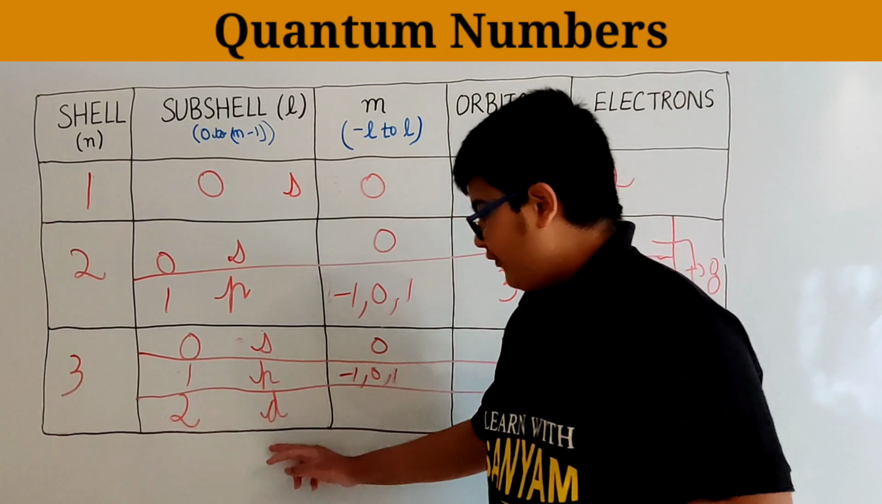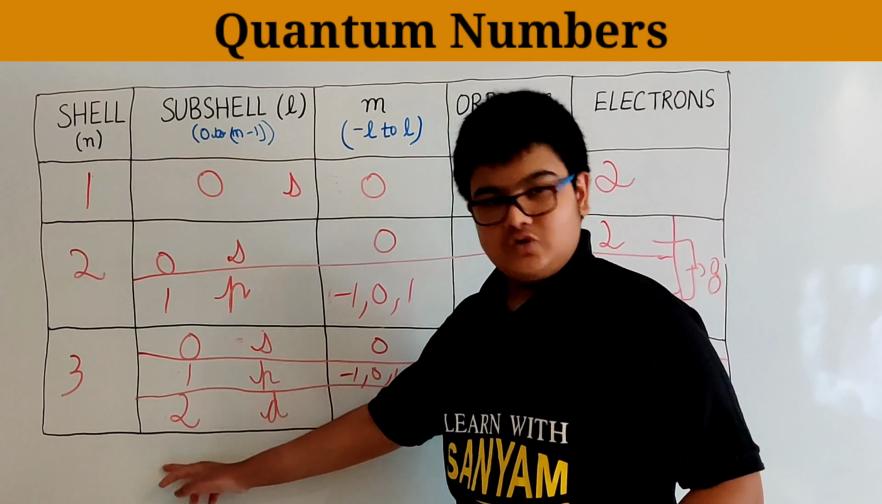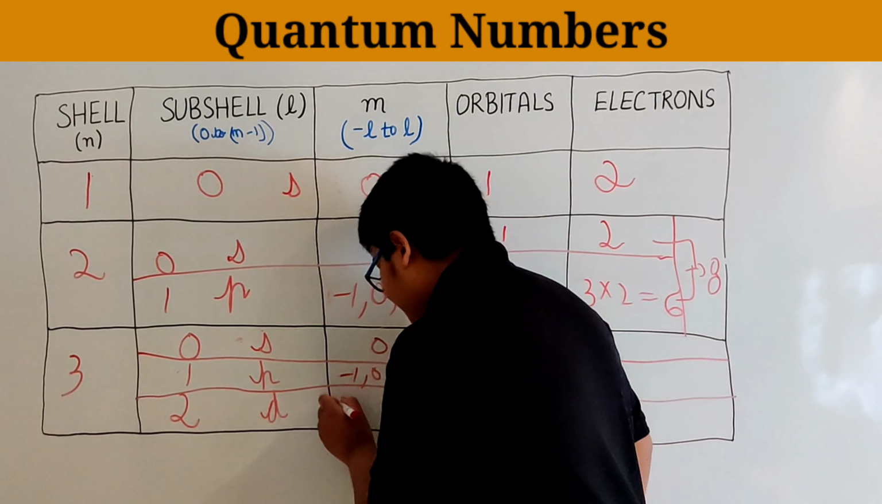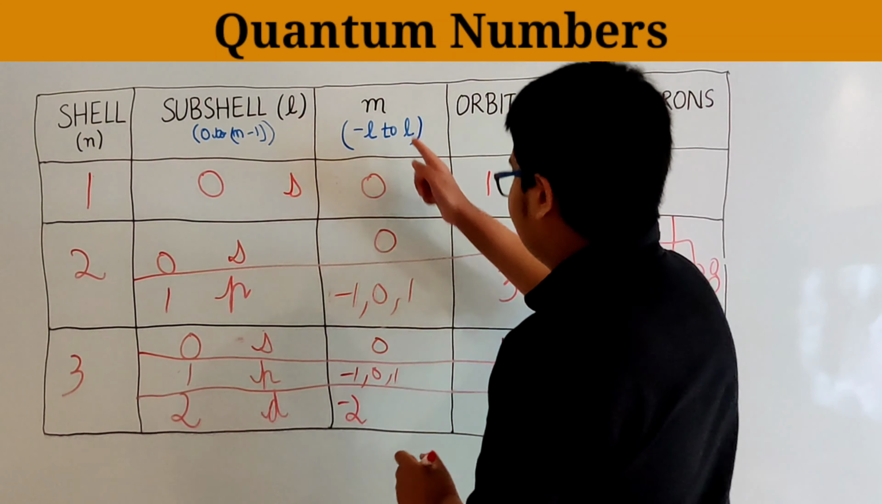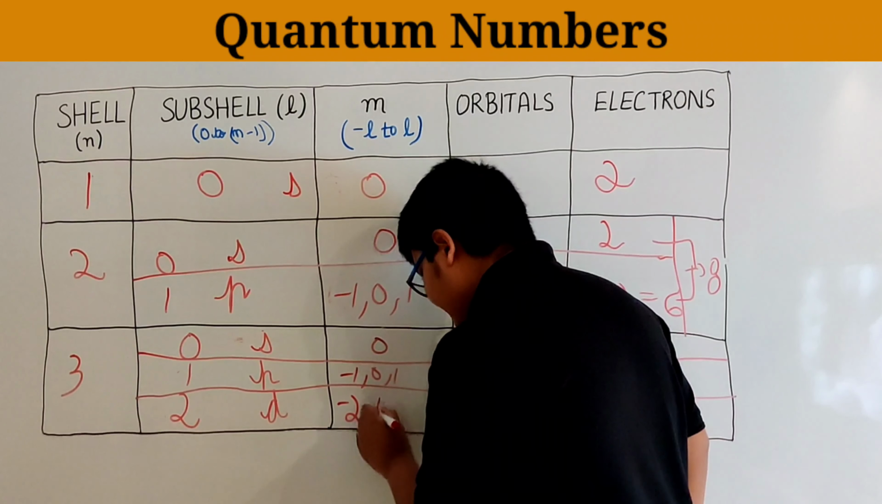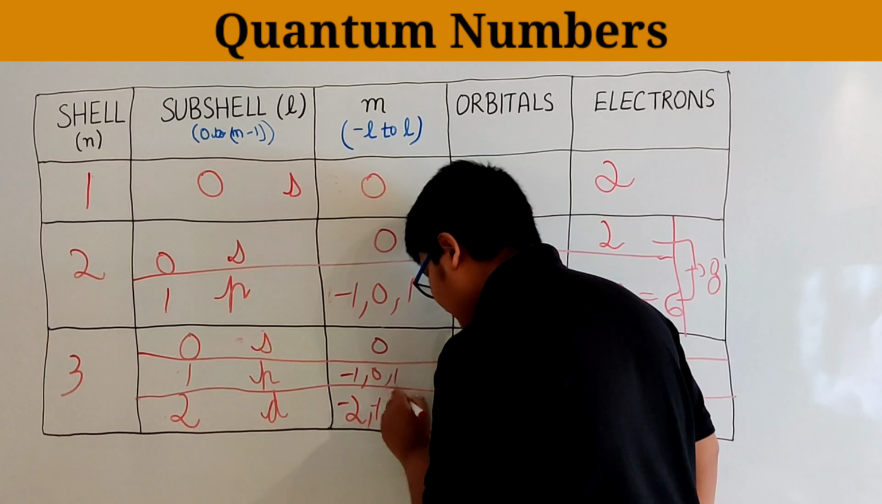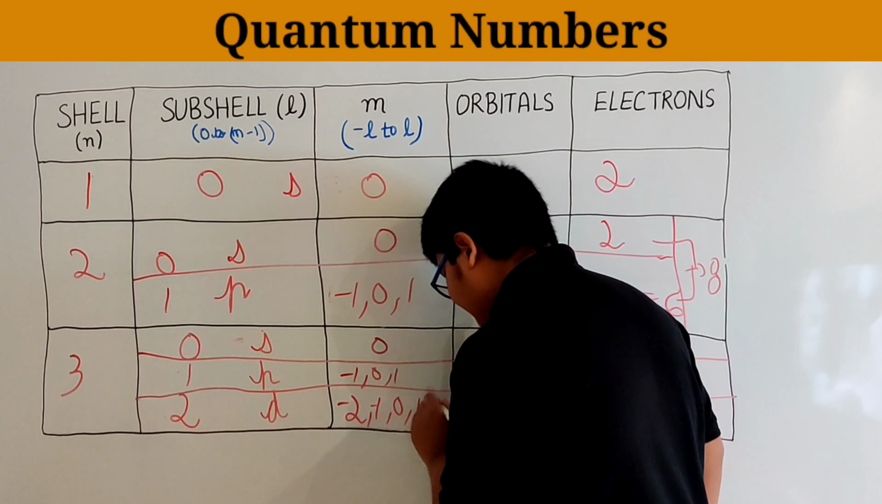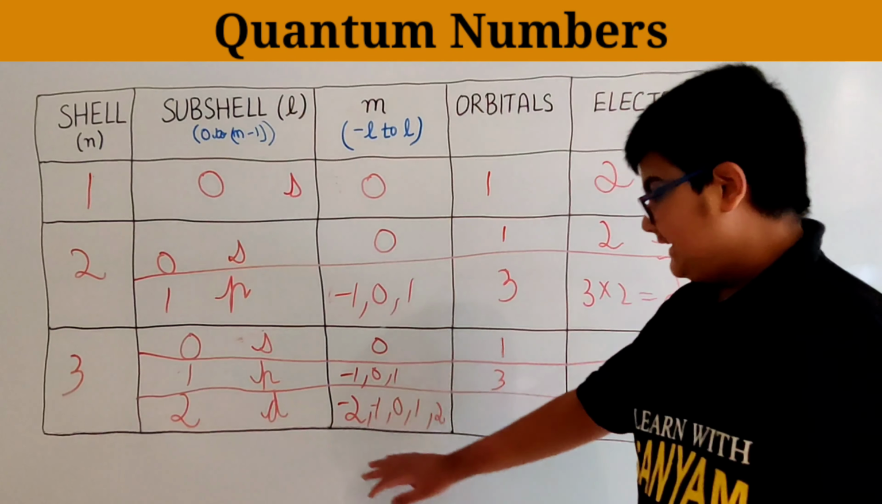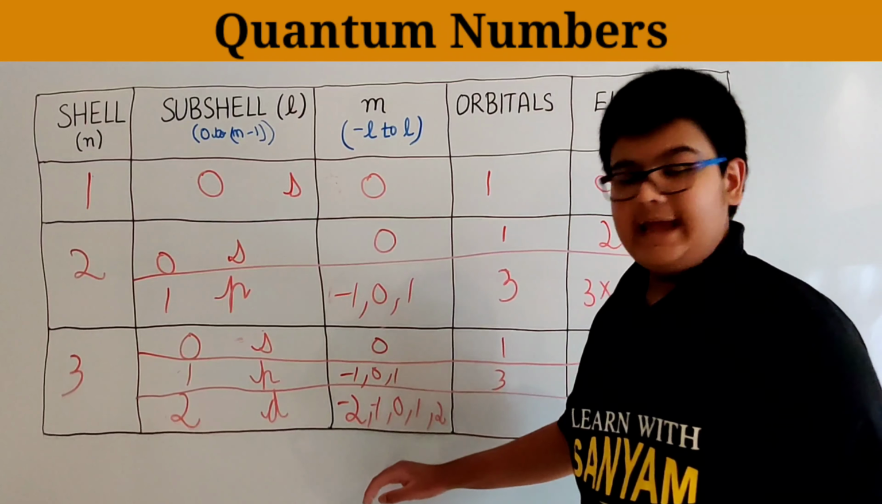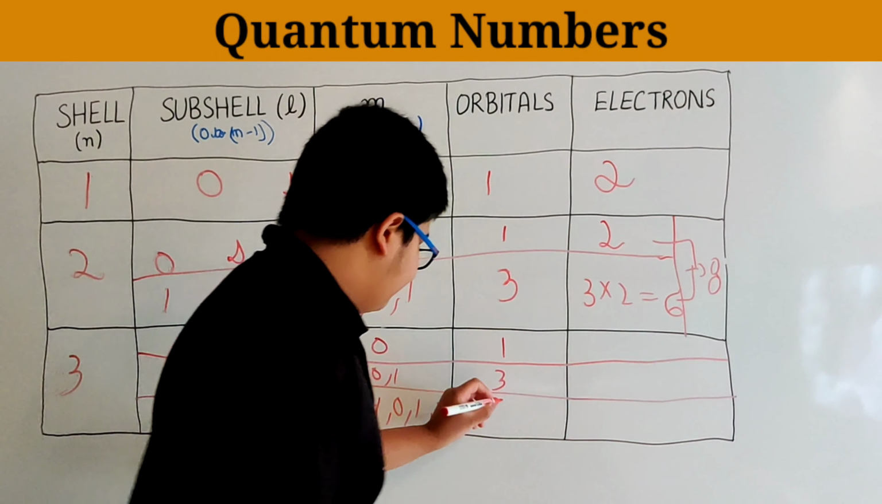As for D subshell, it has L is equals to 2, so therefore M will be -2 to +2, that is -2, -1, 0, +1 and +2. So basically, as there are 5 values of M, this means that there will be 5 orbitals.